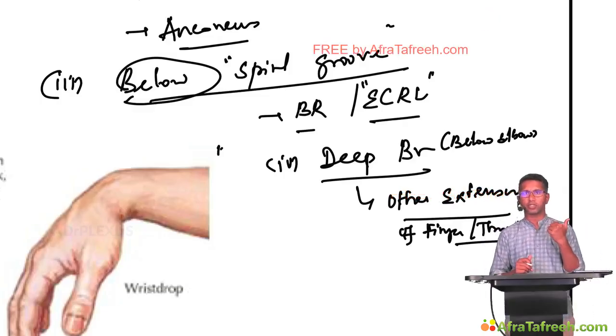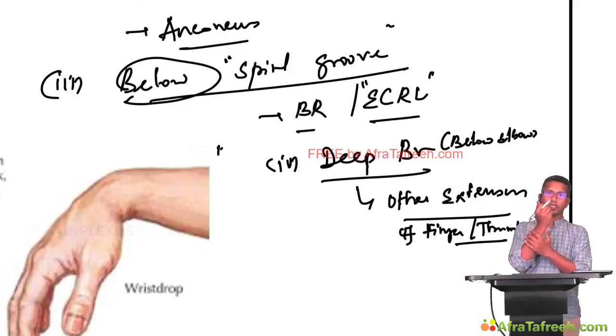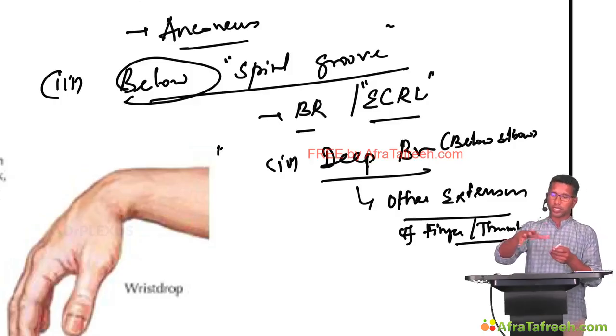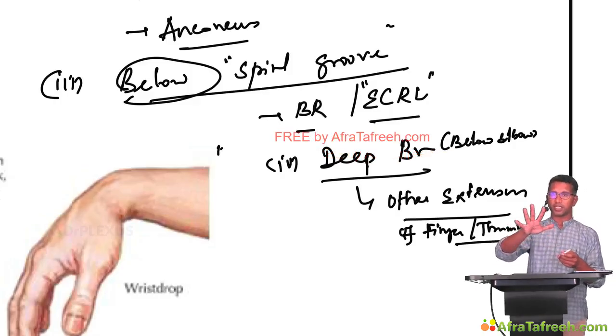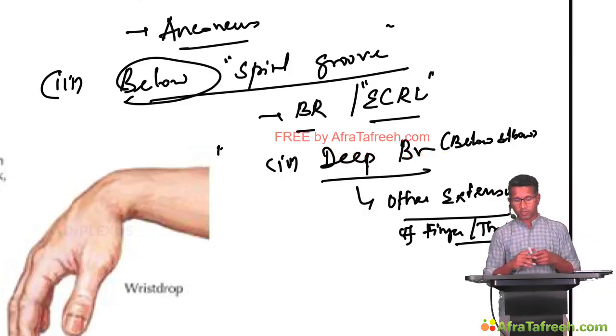One is the deep branch, another one is called the superficial branch. The deep branch is also called what? It's also called the posterior interosseous nerve. It supplies all the extensor muscles of the forearm, and these muscles cause thumb extension and finger extension. So finger extension and thumb extension are caused by these muscles.